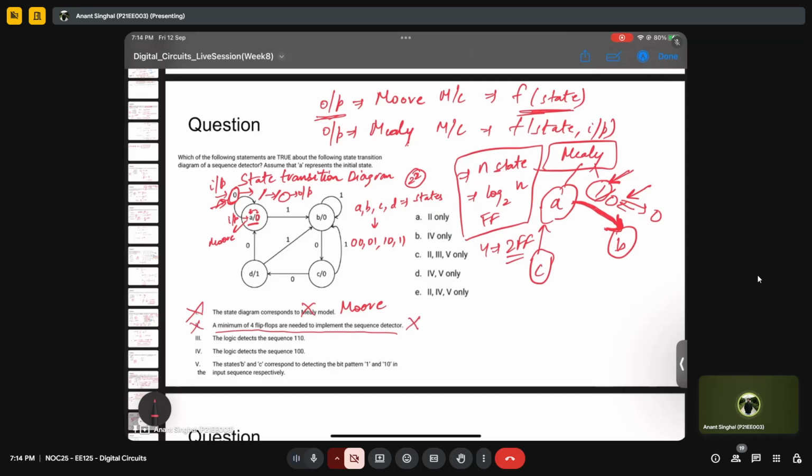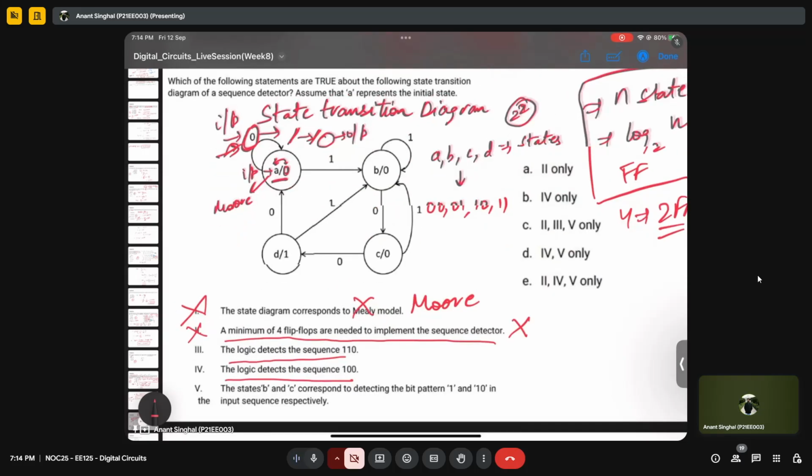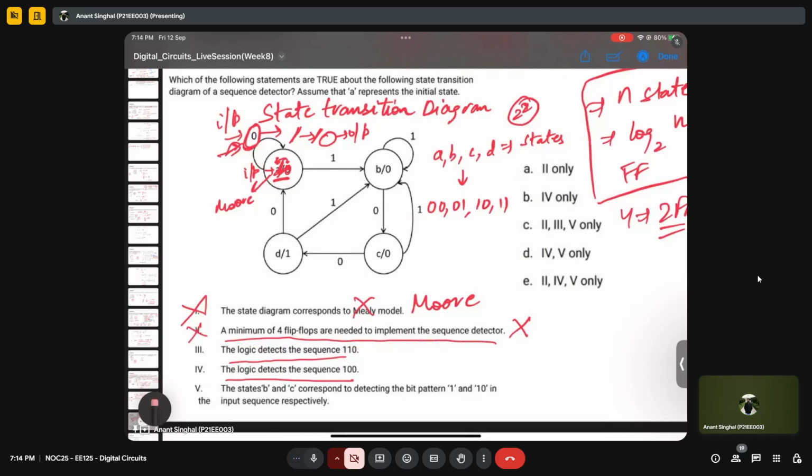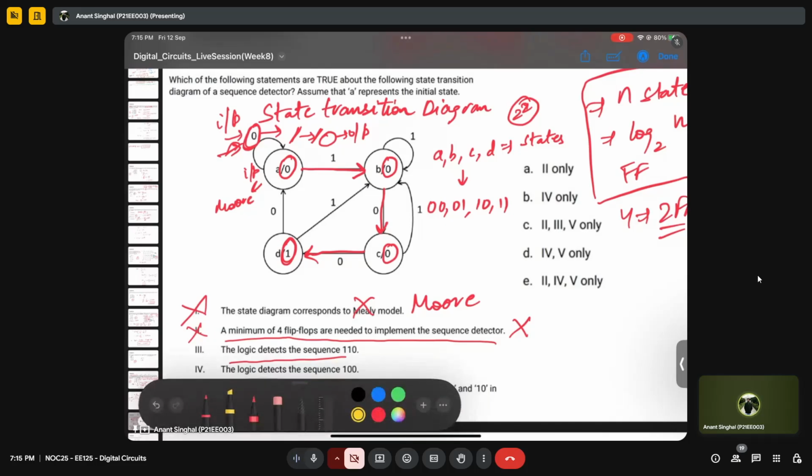It says the logic detects a sequence 110, and the other option is 100. To check that, you need to follow all the states, and stop where the output is 1. You see here the output is 0, here 0, here 0, here the output is 1, right? For a sequence detector, you need to follow the shortest path so that you reach the output 1. So this is A to B, B to C, and C to D. So this is basically a sequence detector.